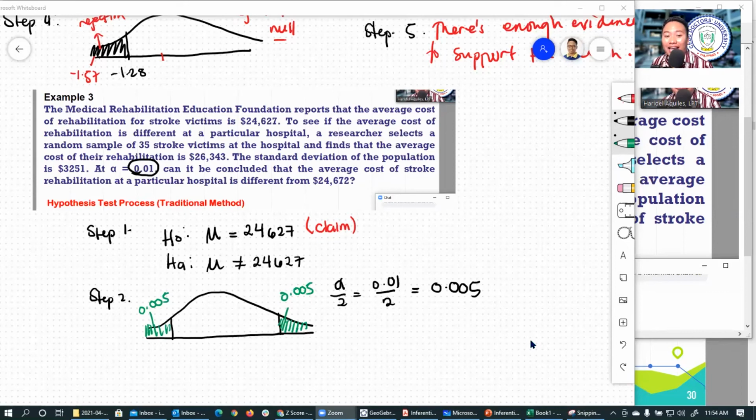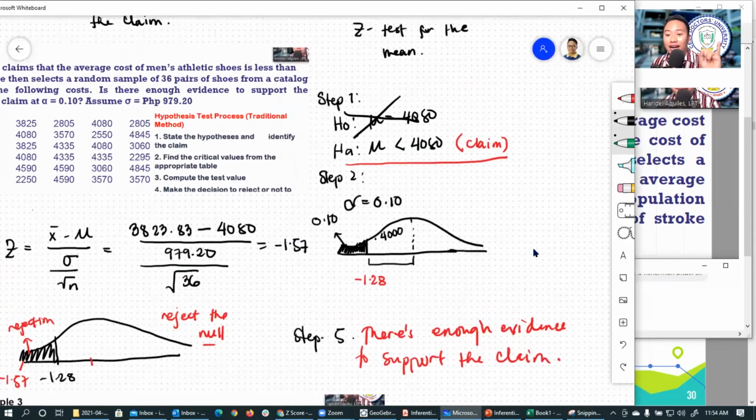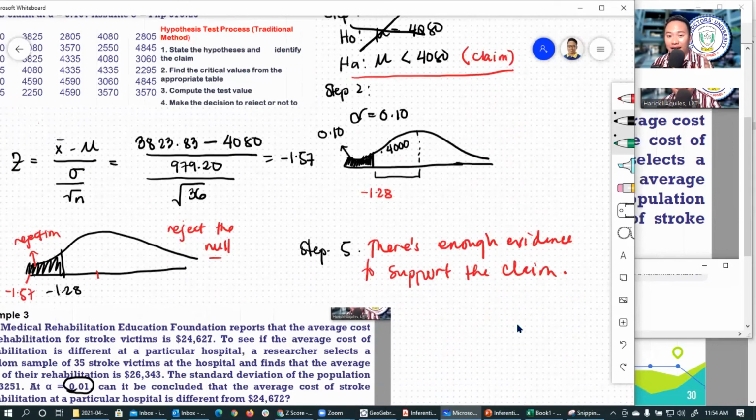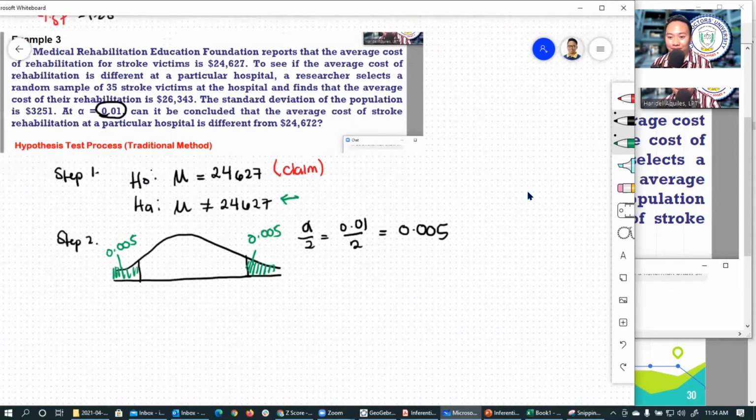I divided the alpha by 2 because of the alternative hypothesis that uses not equal to. But if the alternative hypothesis only uses either less than or greater than, do not divide it by 2. Go directly and solve for the z-score.